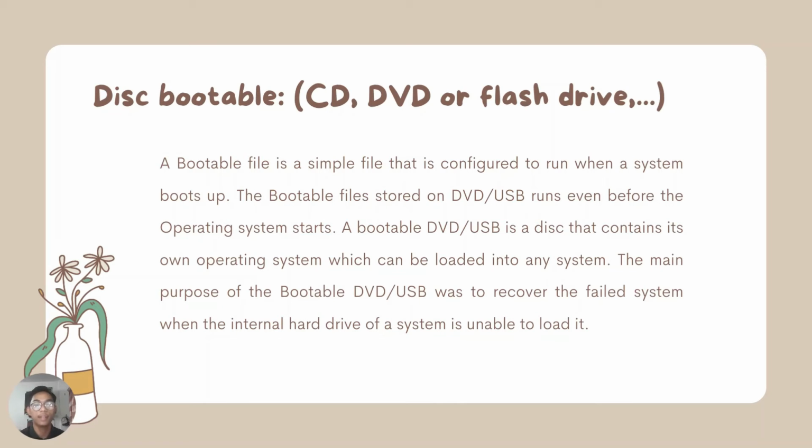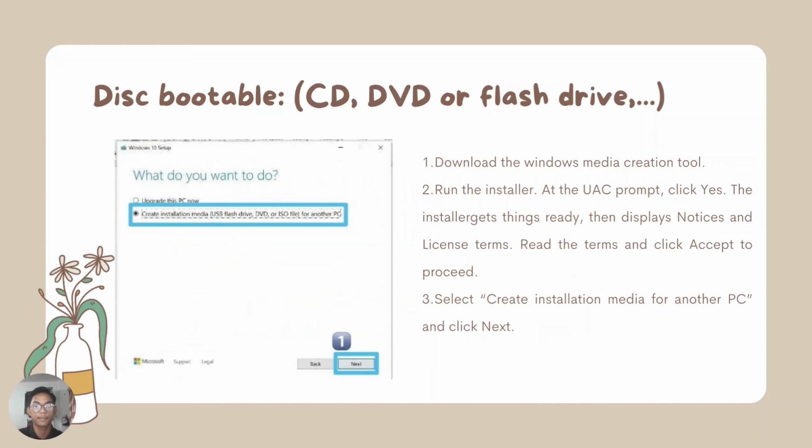So the next part is disk bootable, CD, DVD or flash drive. A bootable file is a simple file that is configured to run when a system boots up. The bootable file stored on a DVD or USB runs even before the operating system starts. And the main purpose of the bootable DVD or USB is to recover the system when the internal hard drive of a system is unable to load it.